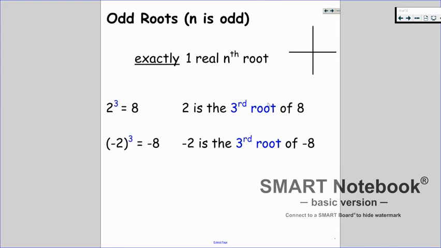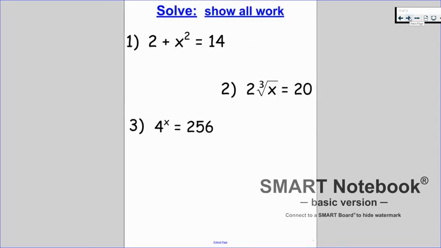When n is odd, there's exactly one solution, no matter if I have a positive value or a negative value or if I'm at 0. A horizontal line hits that graph once every time.